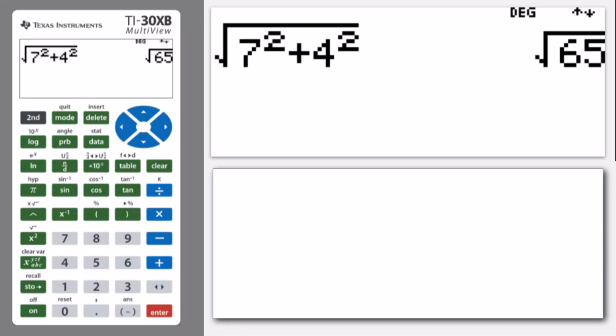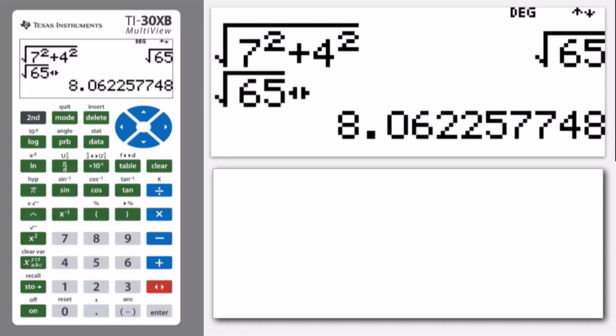To find out how big that is, keep in mind your perfect squares, that the square root of 64 is 8. So this is just a little bit bigger than that, and we can find out exactly how much bigger by using the toggle down here above the enter. So I press that and it gives me the decimal approximation, 8.06 to 2 decimal places.